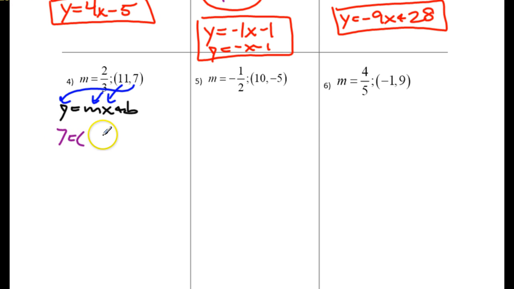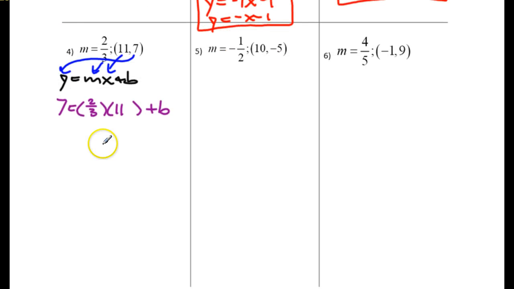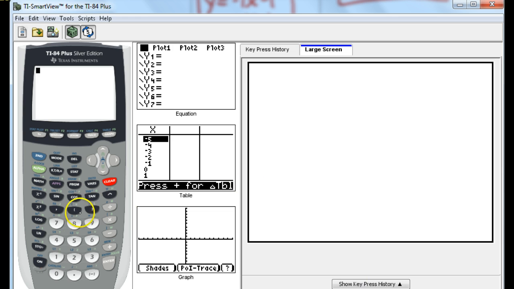So now we got 7 equals mx plus b. M is 2/3, x is 11, and now we start to solve for b. So 7 is done here. Now I'm going to go to my calculator and do 2/3 times 11.